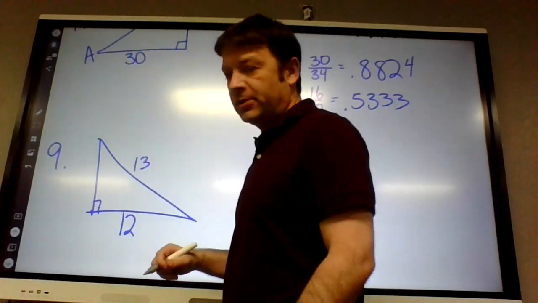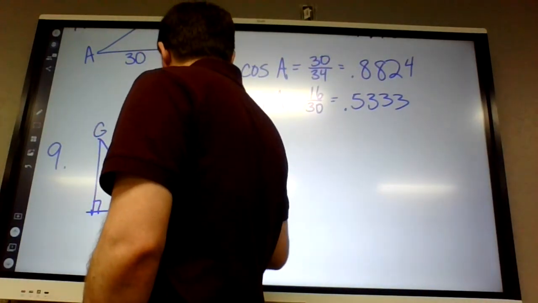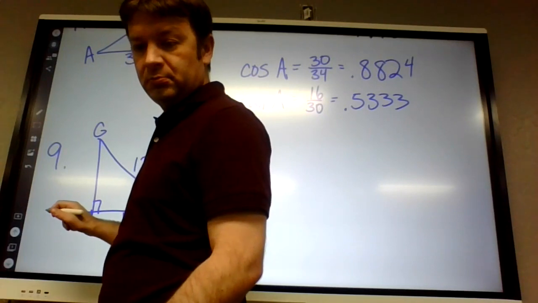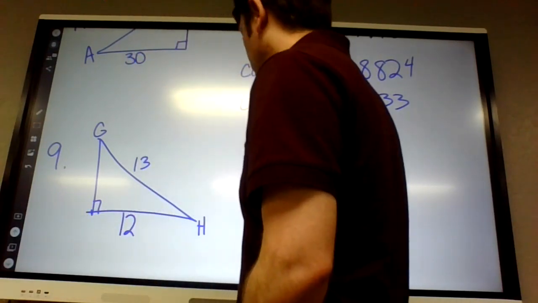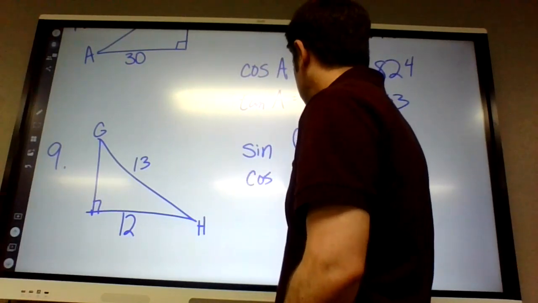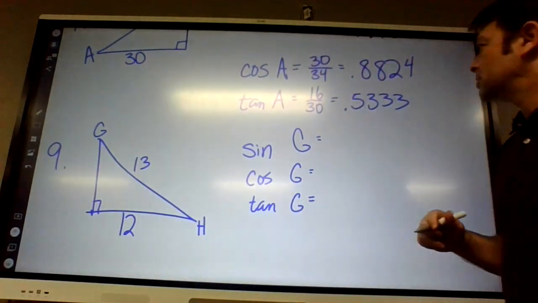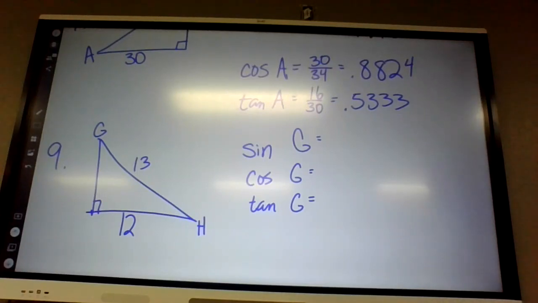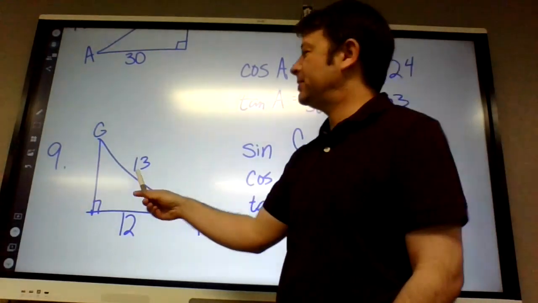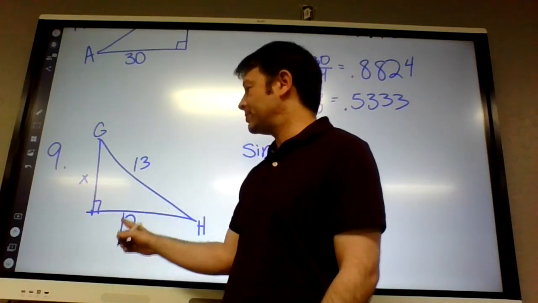I put this triangle on the board earlier. I don't know if you remember what it was. Okay, what do we need to do first? Do the algebra. Yeah, so this is a leg, not the hypotenuse, right? So it's x squared plus 12 squared equals 13 squared.